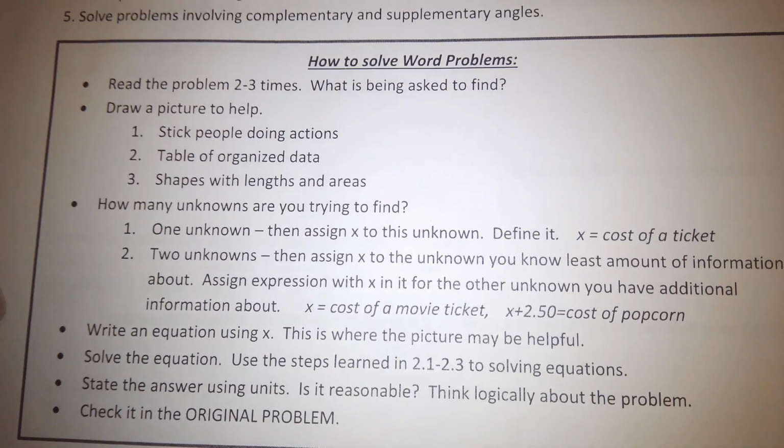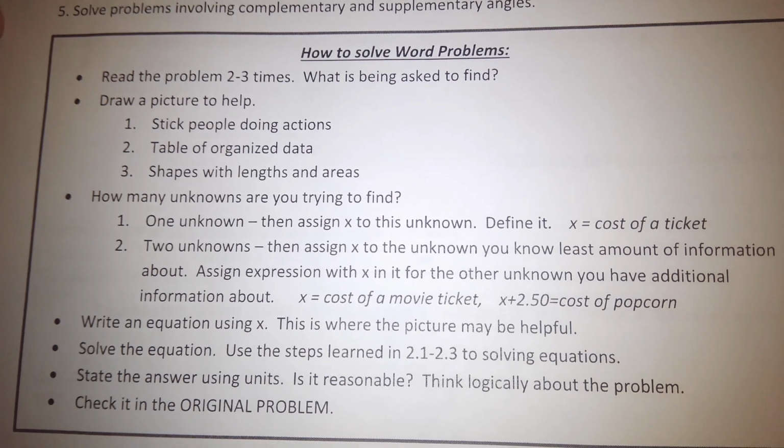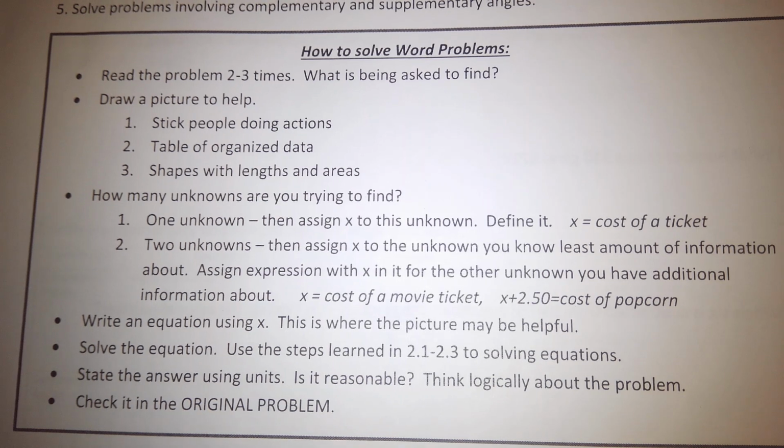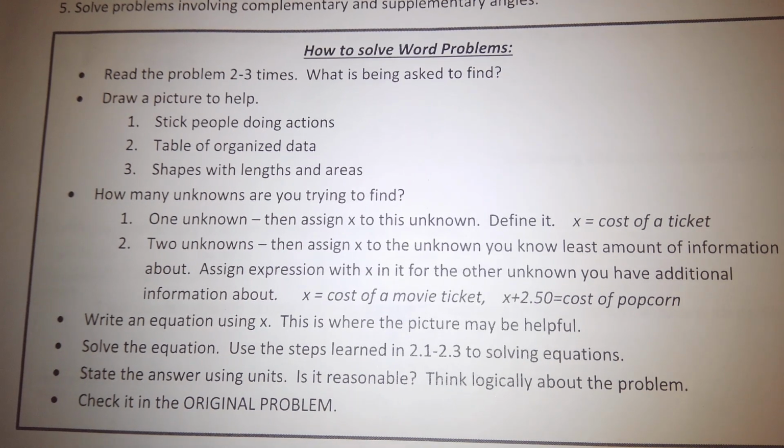How to solve word problems. Read the problem three times. What is being asked to find? Draw a picture to help: 1. Stick people doing actions. 2. Table of organized data. 3. Shapes with lengths and areas. How many unknowns are you trying to find? 1.